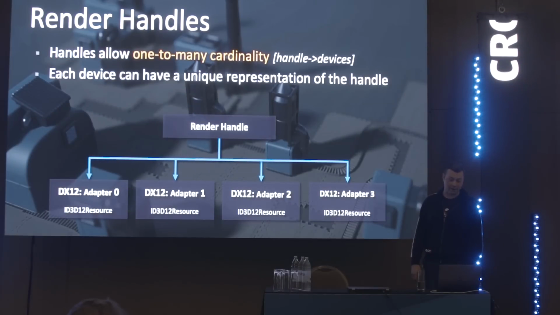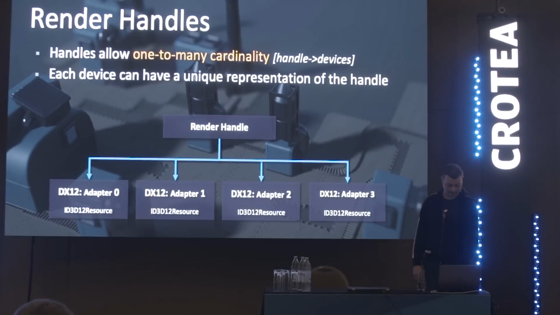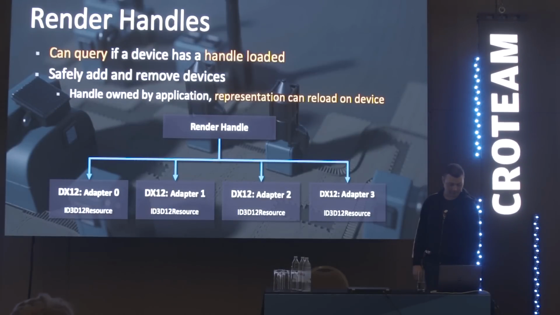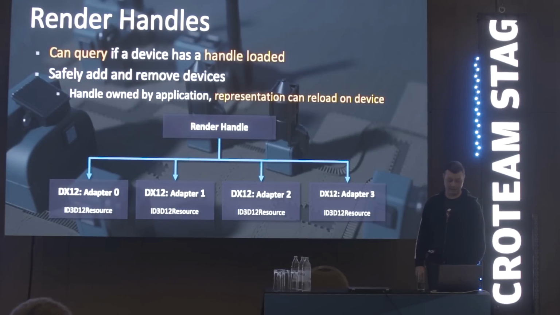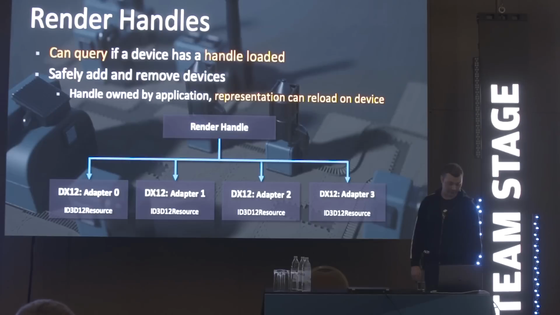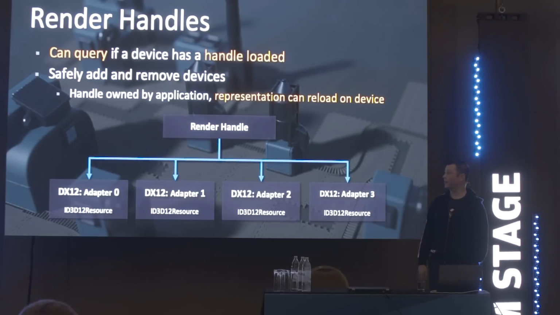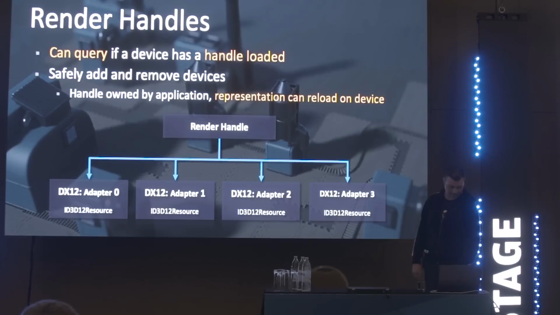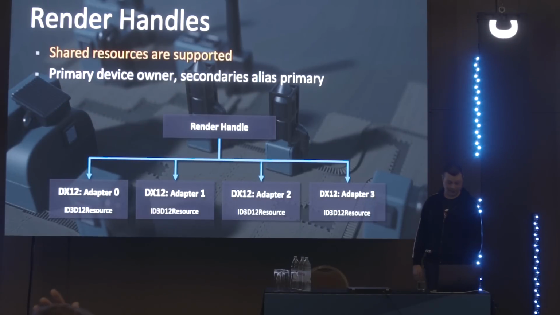Handles allow a one-to-many cardinality, where a single handle can have a unique representation on each device. There's an API to query if a particular render device has a handle loaded or not. This makes it safe to add and remove devices while the application is running. The handle is owned by the application, so the representation can be loaded or reloaded for any number of devices. Shared resources are also supported, allowing for copying data between various render devices, such as in multi-GPU.